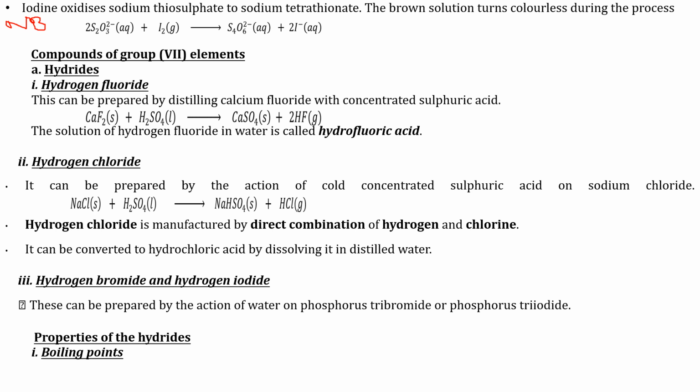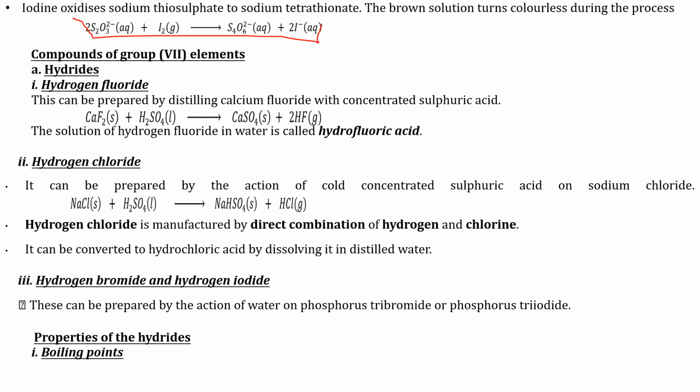Iodine oxidizes sodium thiosulfate to sodium tetrathionate. Now you don't need to master this. You don't need to master how we name this compound. What you need to master is how the equation is written, because this is an equation you are not going to avoid in your A-level chemistry. So make sure that you now write this equation. And it's an oxidation equation that is not complicated.